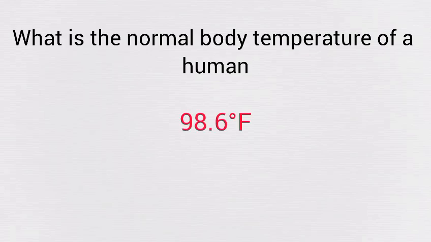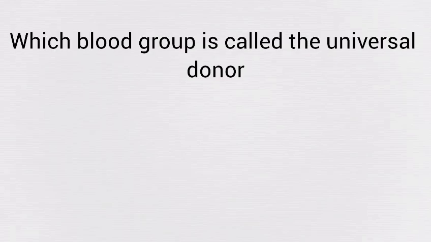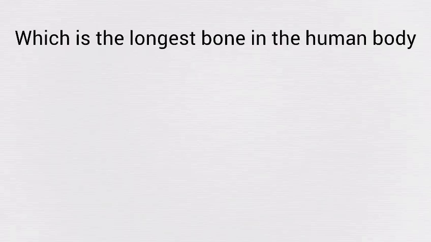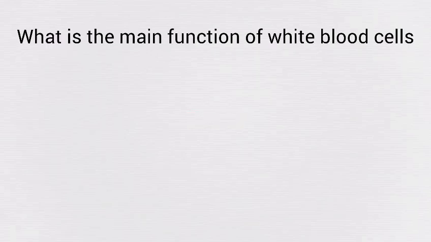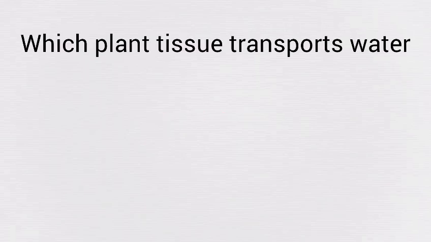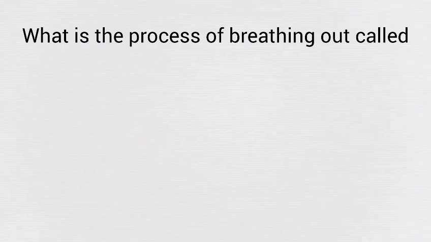98.6 degree Fahrenheit. Which blood group is called the universal donor? O. Which is the longest bone in the human body? Femur. What is the main function of white blood cells? Fight infection. Which plant tissue transports water? Xylem. What is the process of breathing out called?